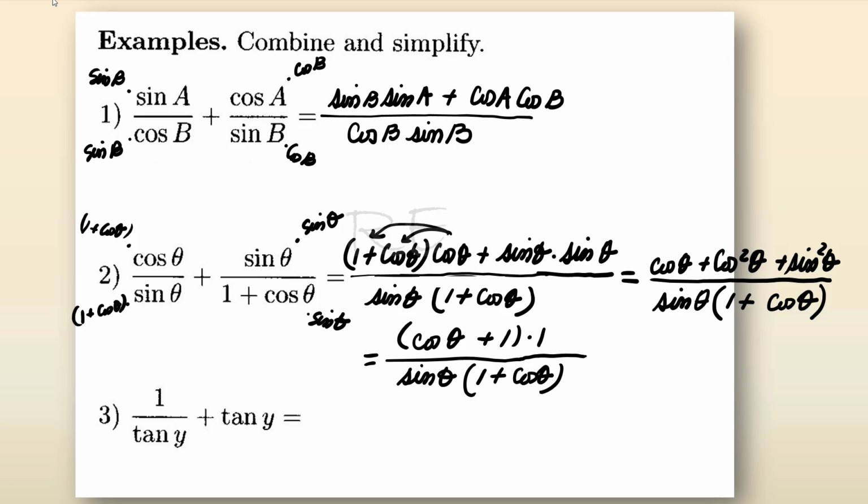Cosine theta plus 1 over 1 plus cosine theta is 1. Therefore, our final answer is 1 over sine theta, which is cosecant theta.